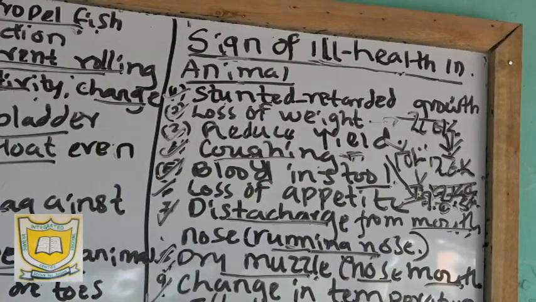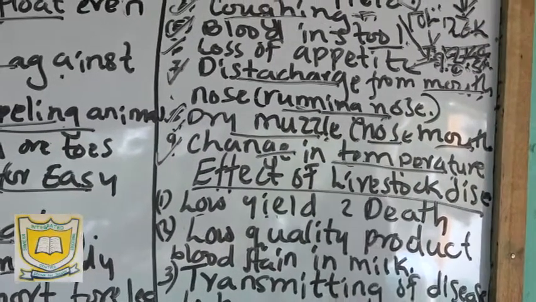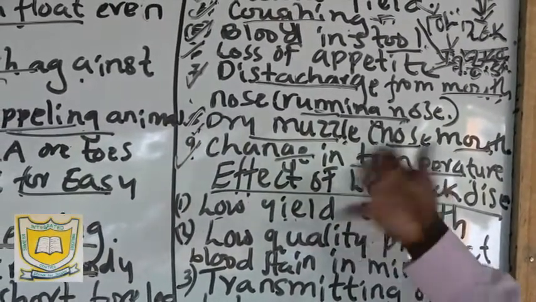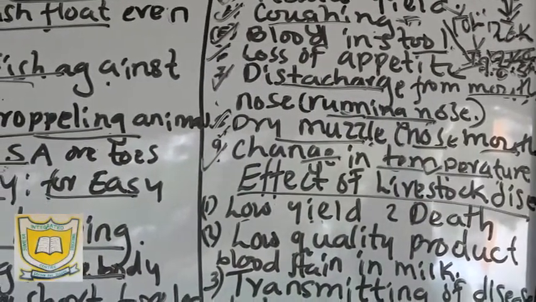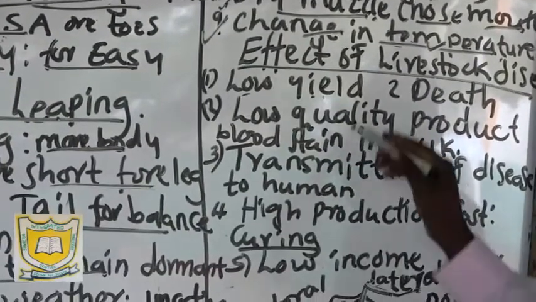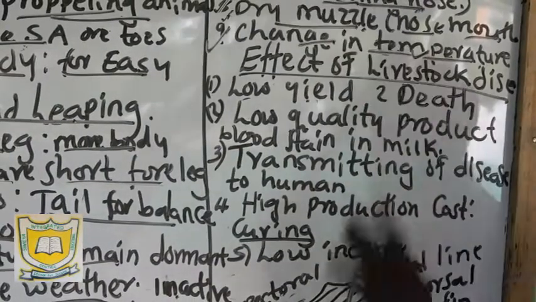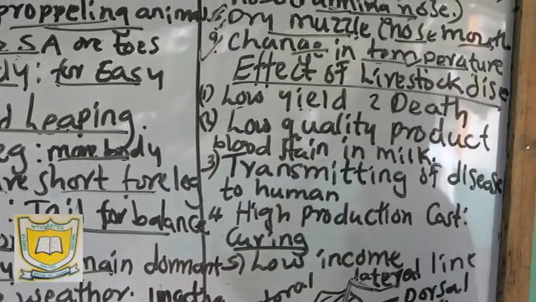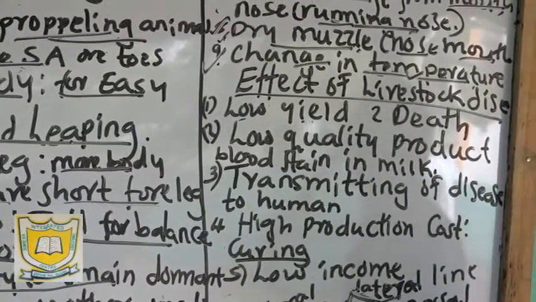Number nine, that is the last sign that will tell us this animal is ill, is the change in the temperature. So if you measure the temperature of a certain animal and you get that the temperature is abnormal, it means that animal is sick or ill. Now the last part of today, we are going to discuss the effects of livestock diseases. If the animals are affected with the different diseases that we discussed, what will be the effects? What will be the outcome?